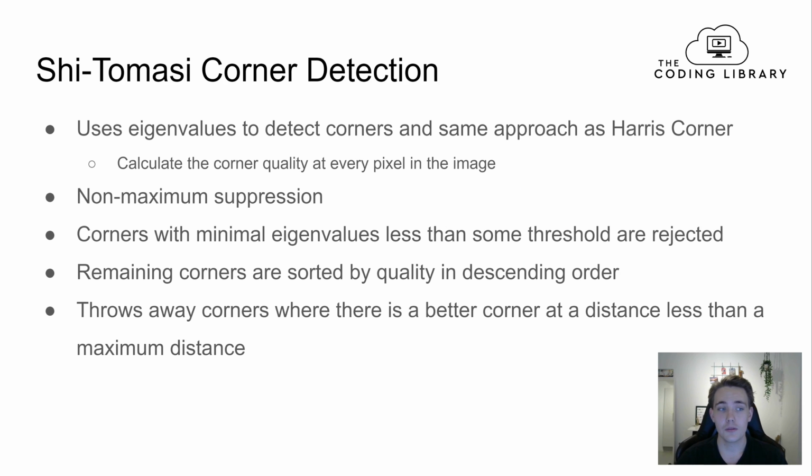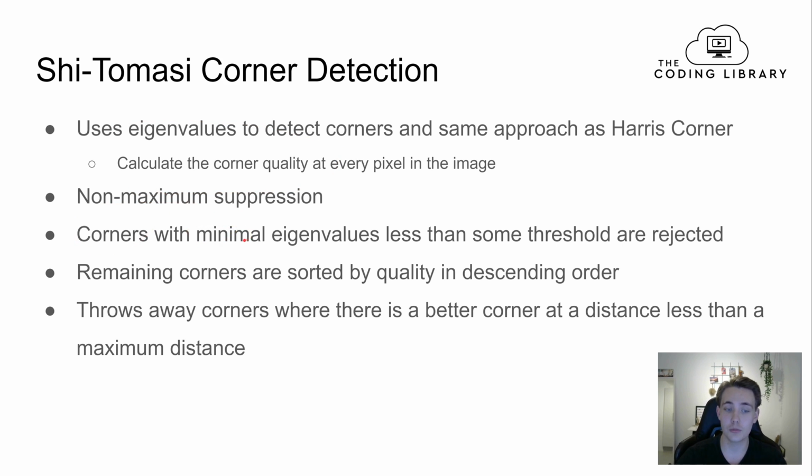Another method that we're going to talk about is the Shi-Tomasi corner detection, which uses eigenvalues to detect corners, and is kind of the same approach as the Harris corner detector. It calculates the corner quality at every pixel in the image. So we go through all the image pixels, and then we calculate the corner quality, and we say how good is this pixel, could it be a corner, and how good is the quality of the corner that we found. And then we're again going to apply non-maximum suppression, which we're going to apply in all of the methods when we're doing corner detection.